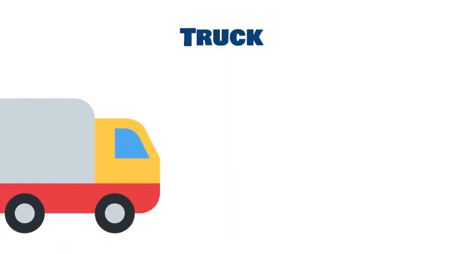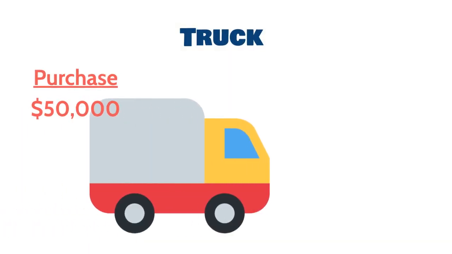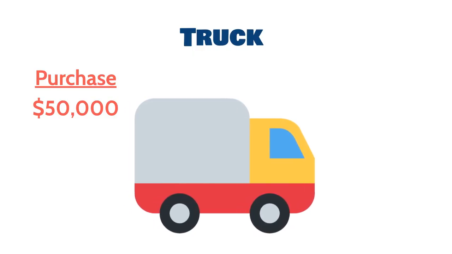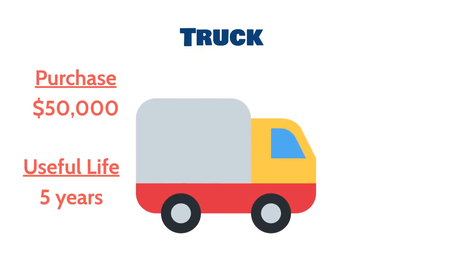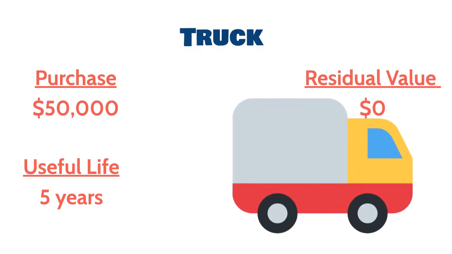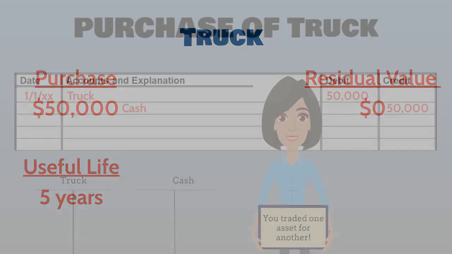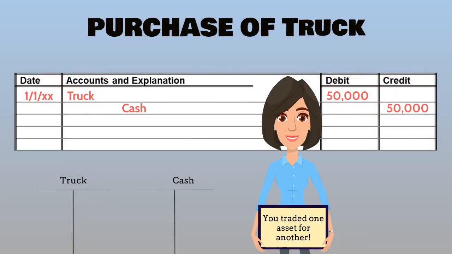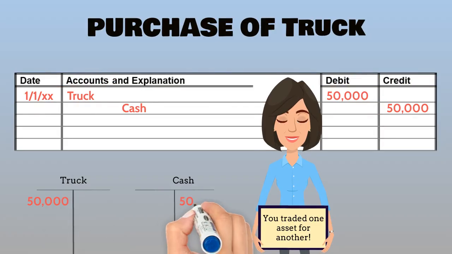Our business buys a new delivery truck, which costs $50,000. We are expected to use it for the next 5 years. This is called the useful life, and the residual value is estimated to be $0. This means we don't expect it to have any value when we're done using it. The journal entry would be a debit to the asset, truck, and a credit to cash or payable if you still owe money on it.